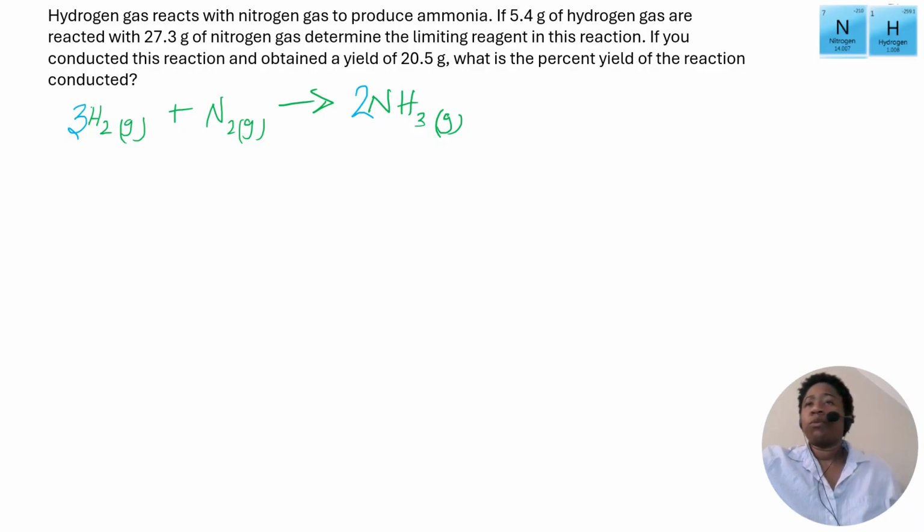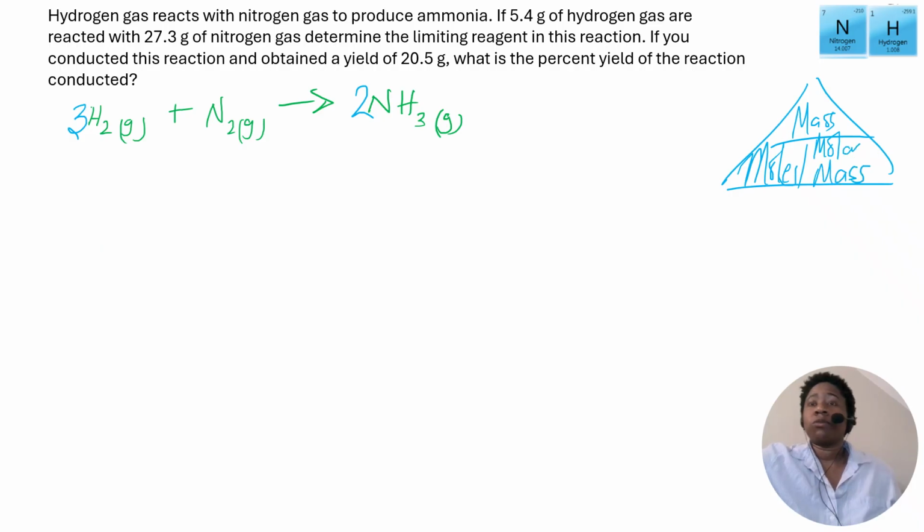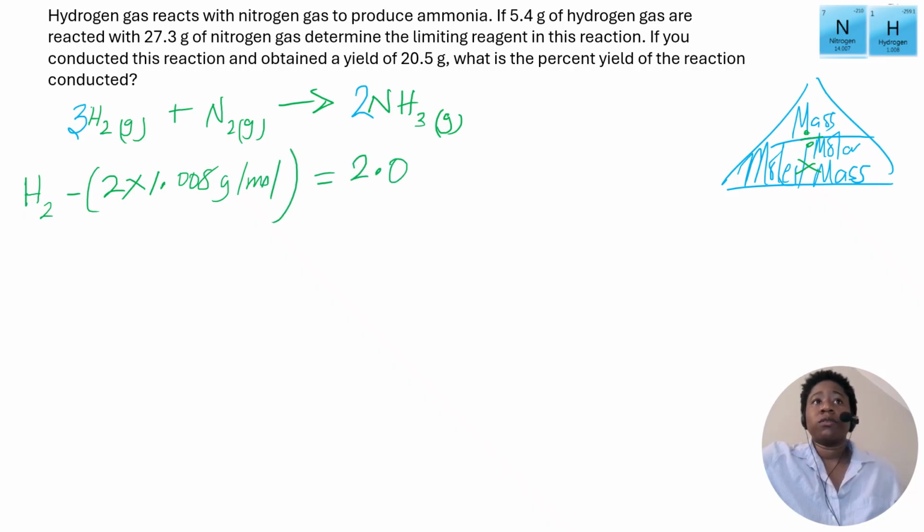We're going to next calculate the moles of reactants present. And we'll do so using our triangle. Moles is equal to mass over molar mass. So we need to calculate next molar masses of our reactants. Okay, so the first reactant, hydrogen, we have 2 moles of hydrogen, and hydrogen has a molar mass of 1.008 grams per mole. All right, and we get that data from the periodic table. So this will give us 2.016 grams per mole.